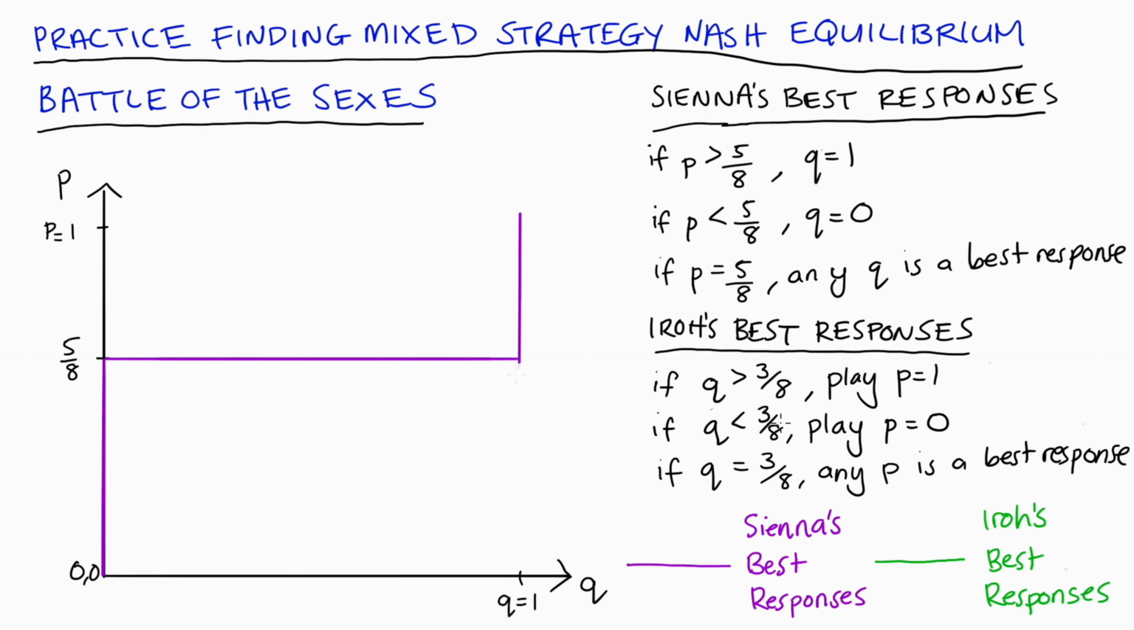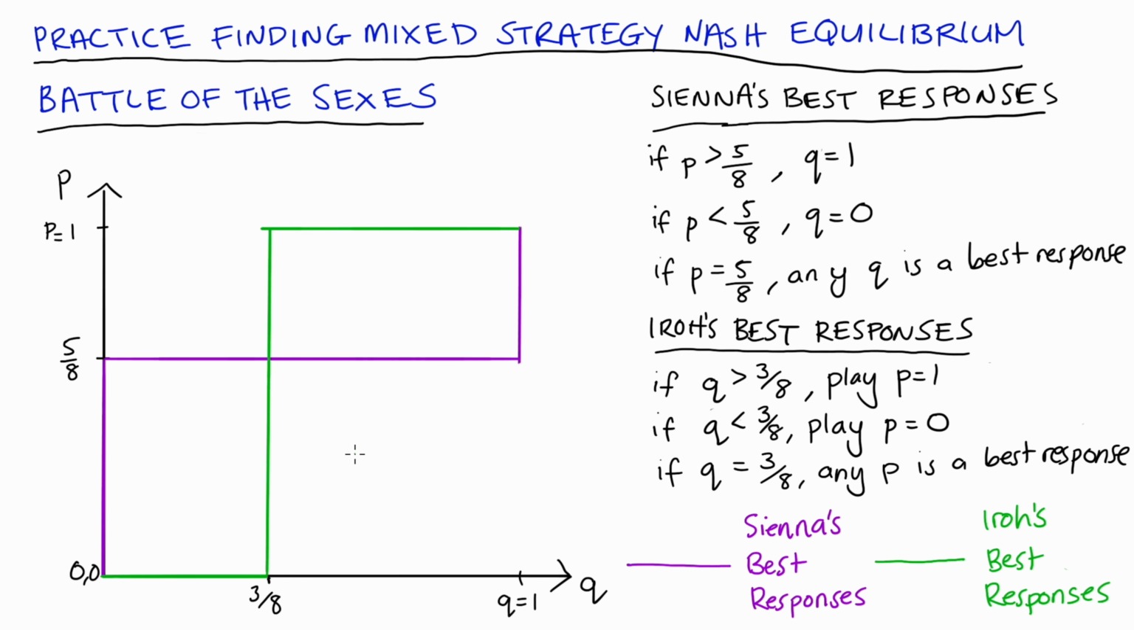Let's think about Iroh's best response to Sienna's choices of Q. If Q is greater than 3 over 8, well, 3 over 8 is just less than a half, so it will be here. If Q is greater than 3 over 8, Iroh should play P equal to 1. So find P is equal to 1, and that's for Q's greater than 3 over 8, something like that. If Q is less than 3 over 8, then P is equal to 0. So find P is equal to 0 for all Q's less than 3 over 8. And if Q is equal to 3 over 8, any P is okay. So let me do that, and that's it.